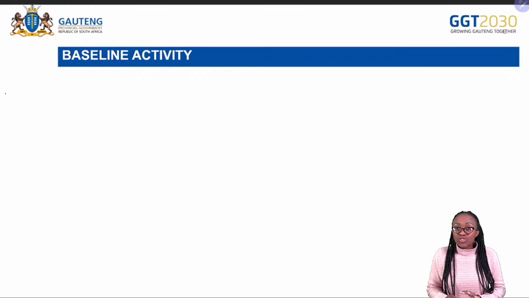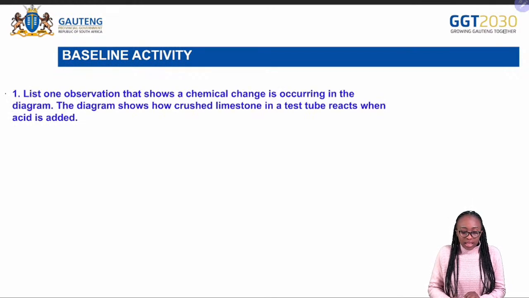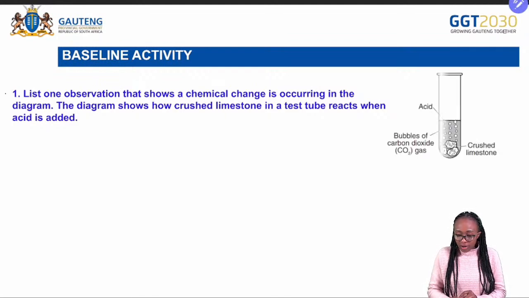Now let us move on to today's baseline activity. It's just a few questions that we are going to answer. I'll give you some time to answer those questions, and afterwards we will do the solutions together. The first question is, list one observation that shows a chemical change is occurring in the diagram. So this is the diagram. The diagram shows how crushed limestone in a test tube reacts when acid is added. You need to refer to this diagram in order to answer your questions.